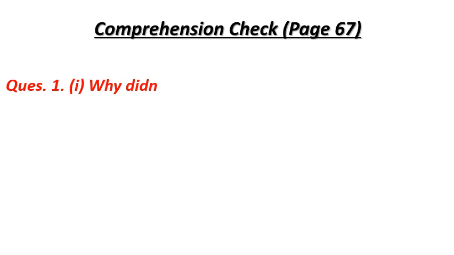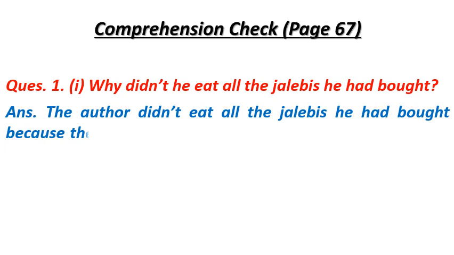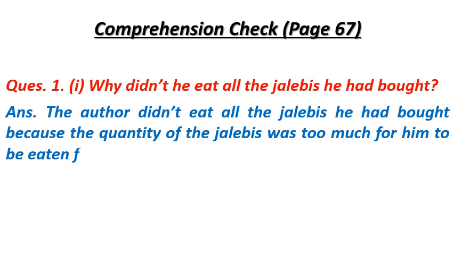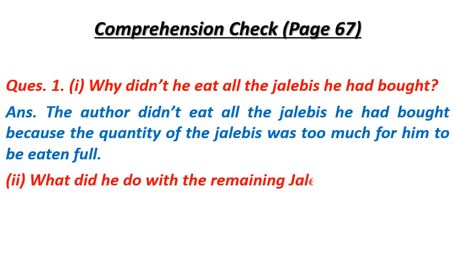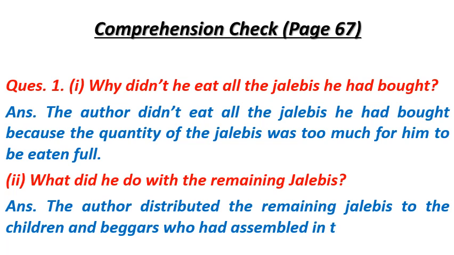So now let us discuss question answers of comprehension check, which is on page number 67. Question number 1, part 1: why didn't he eat all the jalebis he had bought? The answer is, the author didn't eat all the jalebis he had bought because the quantity of the jalebis was too much for him to eat fully. Part 2: what did he do with the remaining jalebis? The answer is, the author distributed the remaining jalebis to the children and beggars who had assembled in the street.